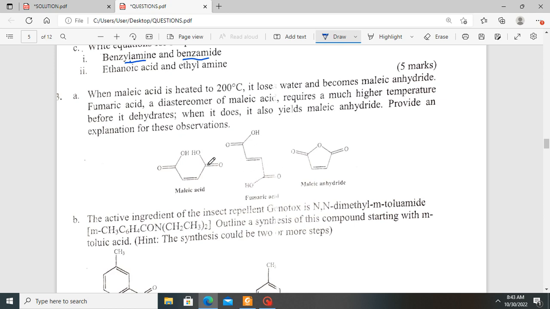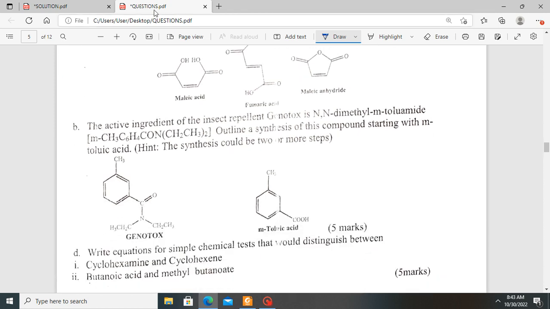In basic terms, the fumaric acid or the trans configuration is more stable and forms very strong intramolecular hydrogen bonds, which makes it require a much higher temperature for dehydration. So it's because fumaric acid has a stable trans geometric configuration that it forms very strong intramolecular hydrogen bonding, which makes it require much heat to cause dehydration, hence this one yields the maleic anhydride at a much higher temperature.